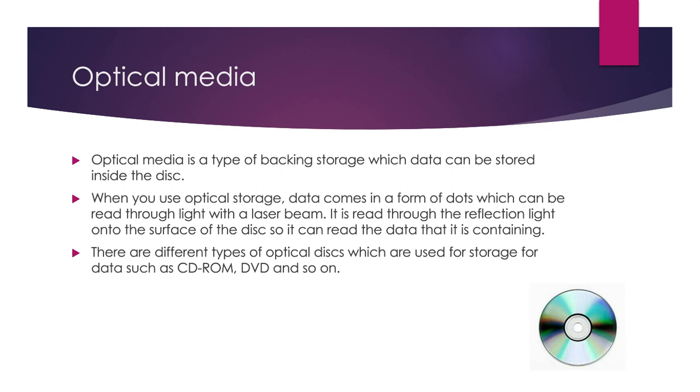Optical media is like a disk. It's a type of backing storage in which data can be stored inside the disk. Basically, when you use optical storage, data comes in the form of dots which can be read with a laser beam. So it's read through the reflection of light onto the surface of the disk. The data contained inside it can be read this way. There are different types of optical drives, such as CD-ROM, DVD, and so on.